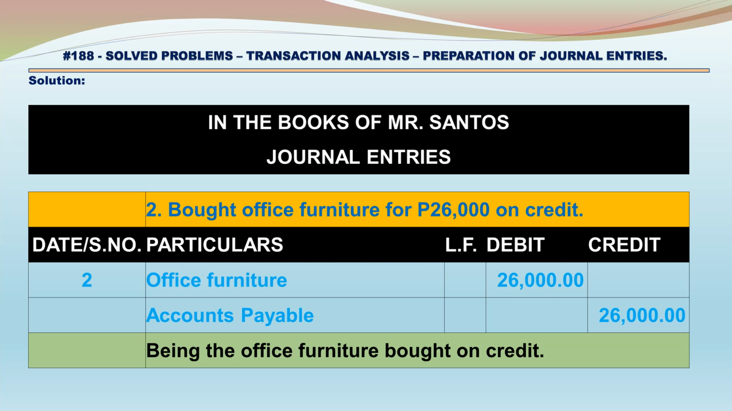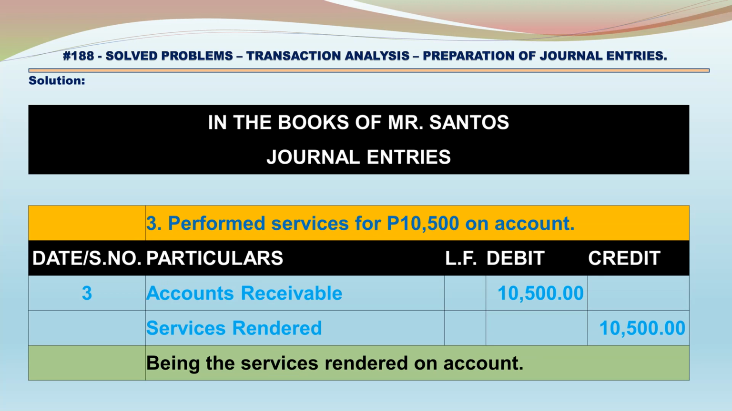2. Bought office furniture 26,000 on credit. Office furniture debit 26,000. Accounts payable credit 26,000. Being the office furniture bought on credit. 3. Performed services for 10,500 on account. Accounts receivable account debit 10,500. Services rendered 10,500. Being the services rendered on account.